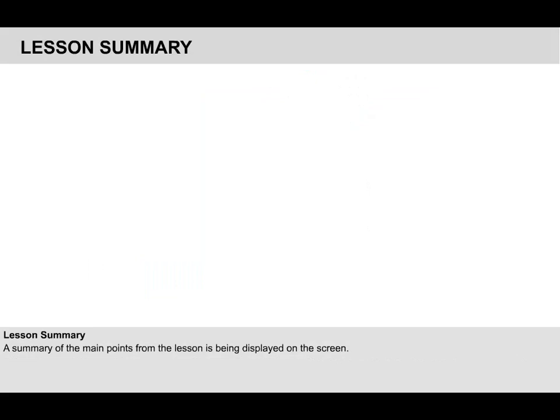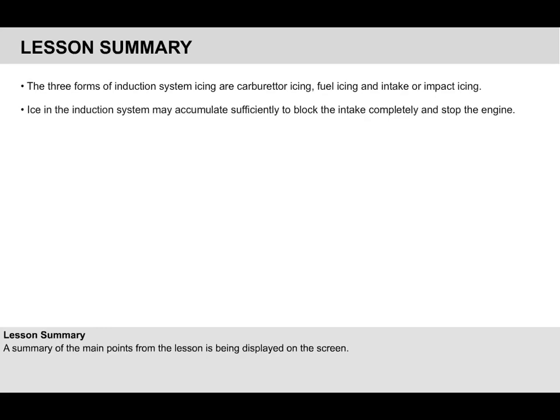That is the end of the lesson. Here is a summary of the main points that you need to take from it. The three forms of induction system icing are carburetor icing, fuel icing, and intake or impact icing. Ice in the induction system may accumulate sufficiently to block the intake completely and stop the engine.